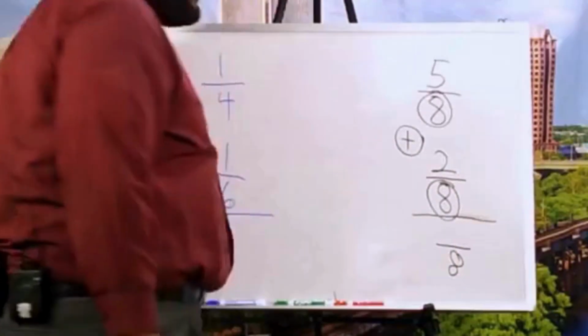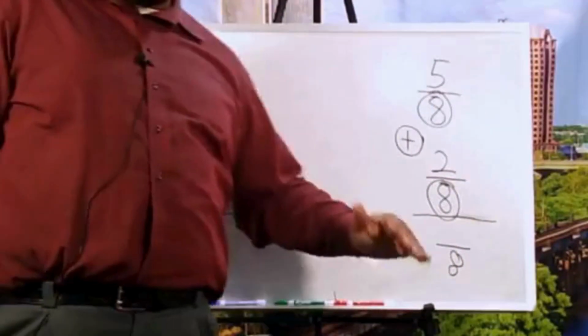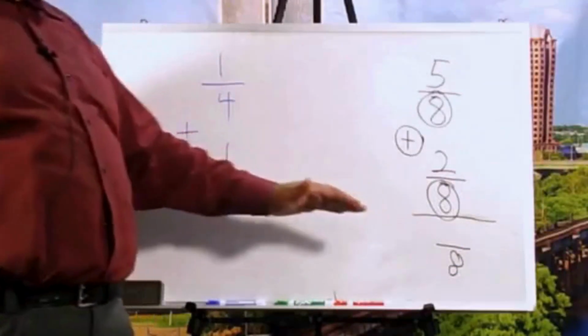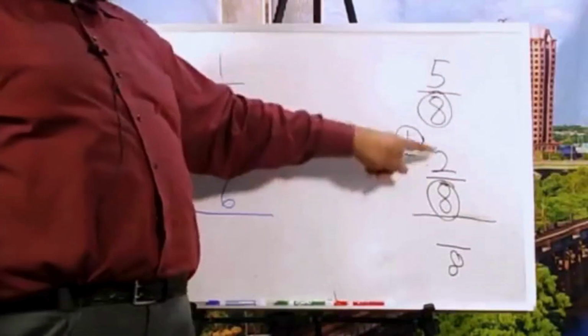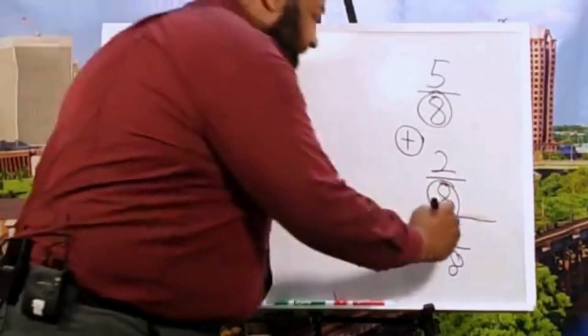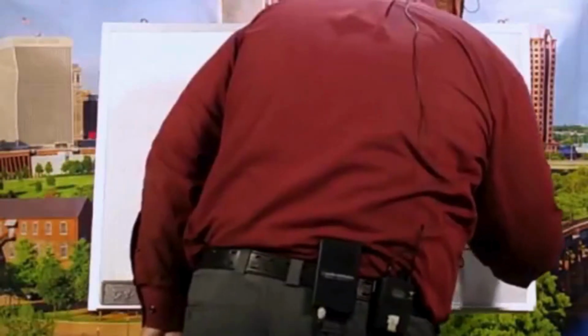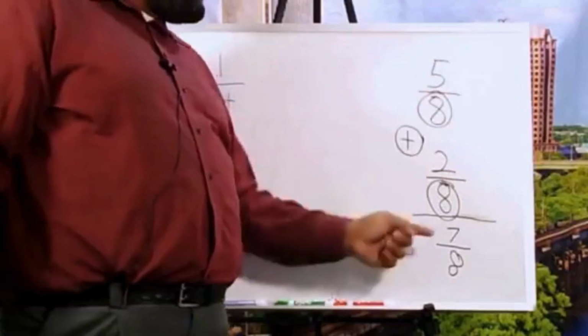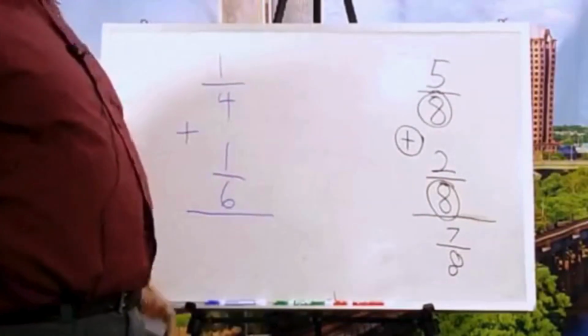And I put a line because right now that line divides my numerator and my denominator. And so right now I add 5 plus 2, and that gives me 7. So that's all we're doing. As long as your denominators are the same, all you have to do is add the numerator. All right.